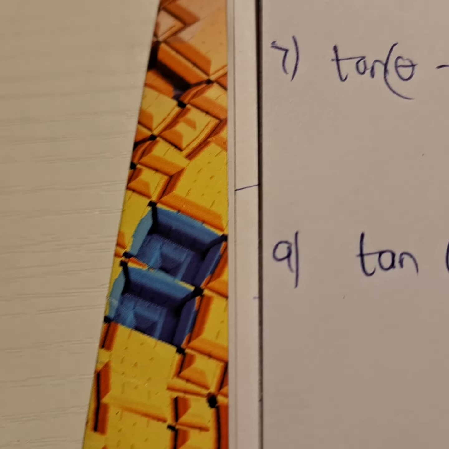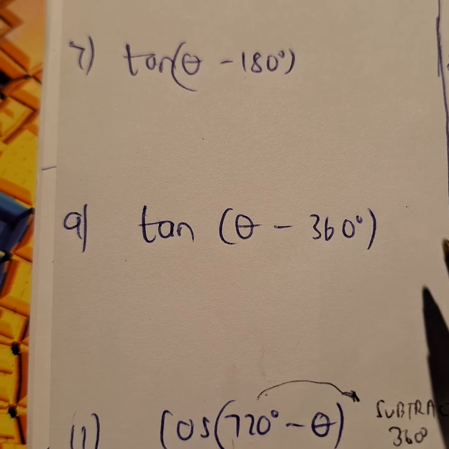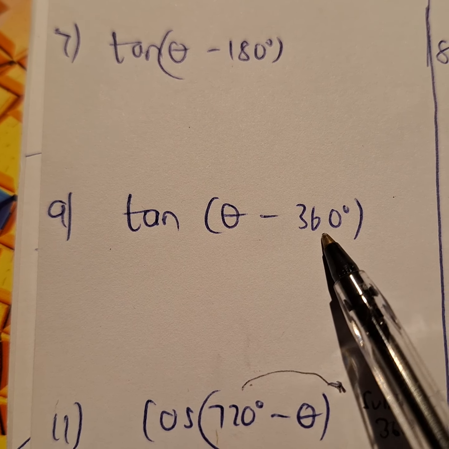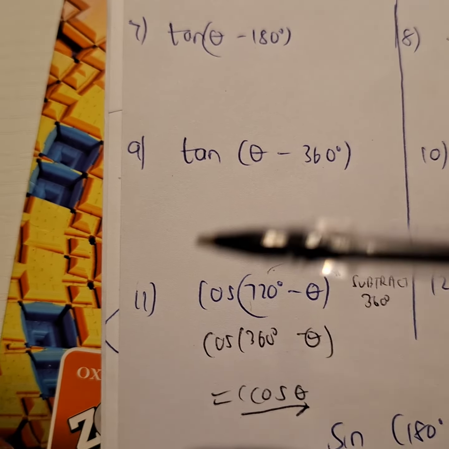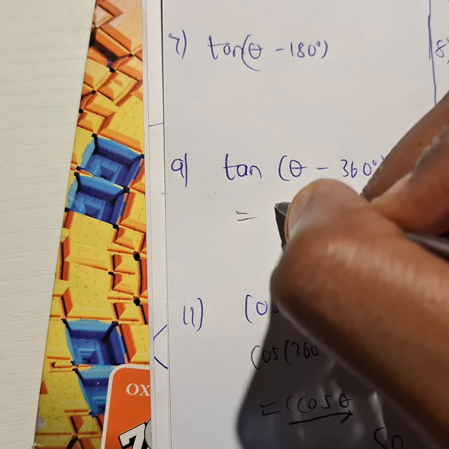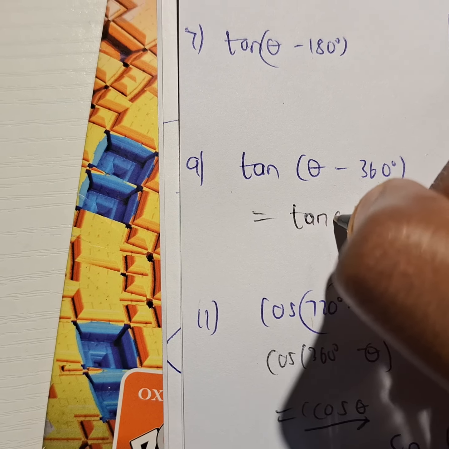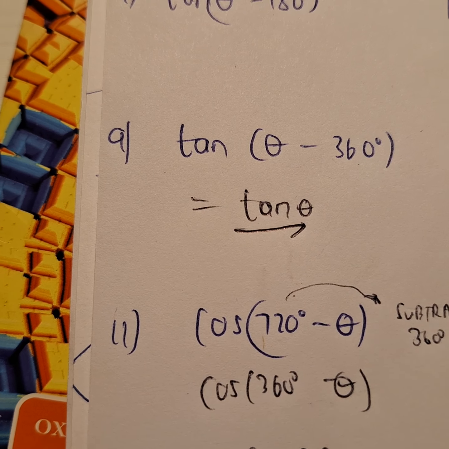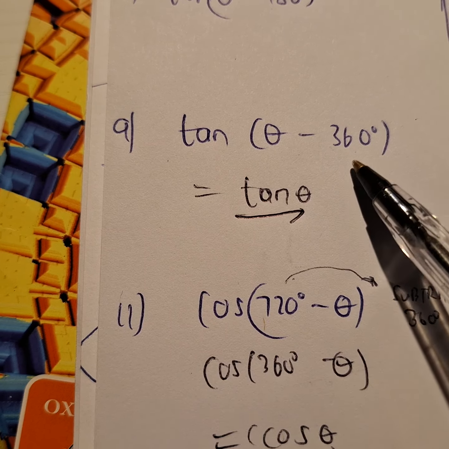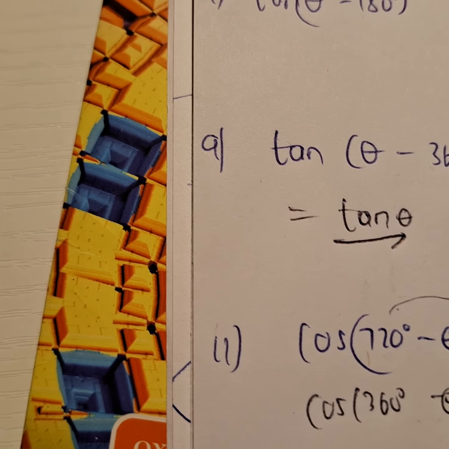Let's check out another one. Theta minus 360. So we add 360. When we add 360, we get 0. So in other words, when we get 0, what do we get? Tan of an acute angle, which is theta. So that's done and dusted. No evaluation needed, because when we add 360, we just get theta. So we just write tan theta.